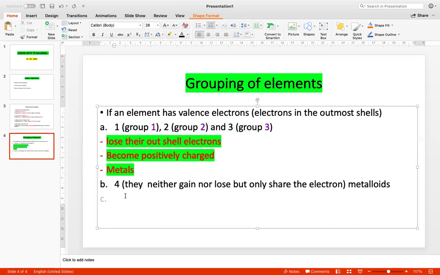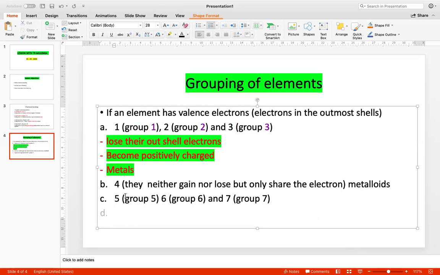So if an element has got 5 electrons in the outermost shell, meaning it's in group 5, it's got 6 electrons in the outermost shell belonging to group 6. And if it has got 7 electrons in the outermost shell, making it to belong to group 7.